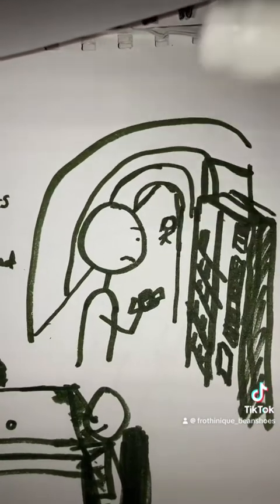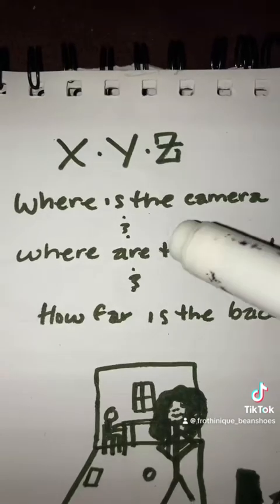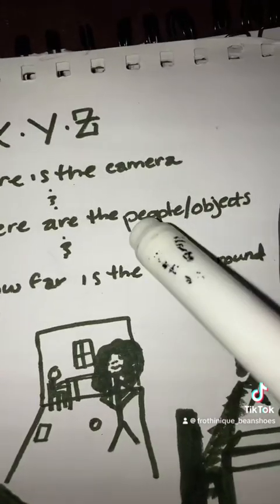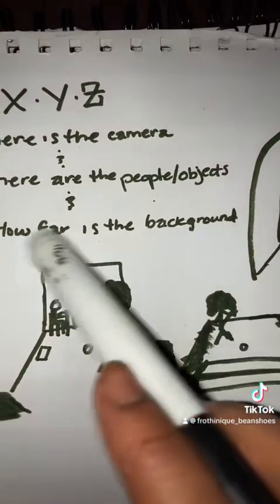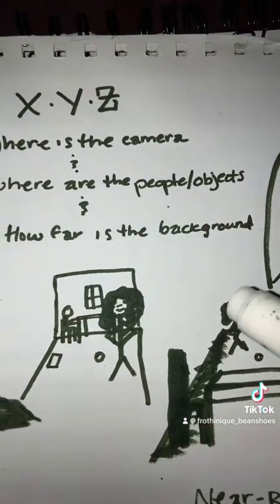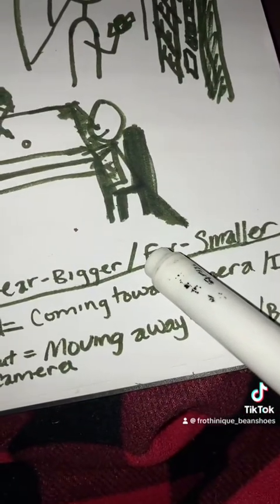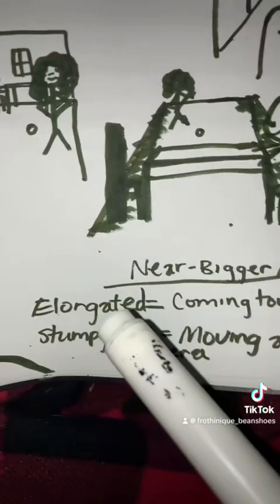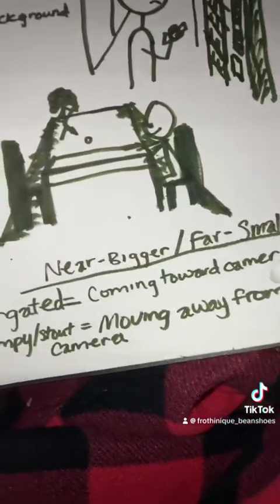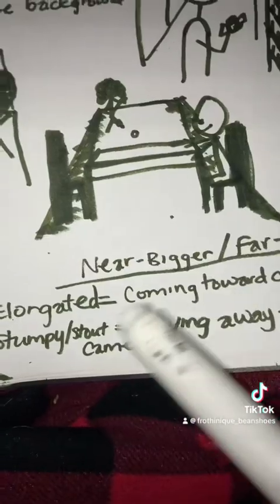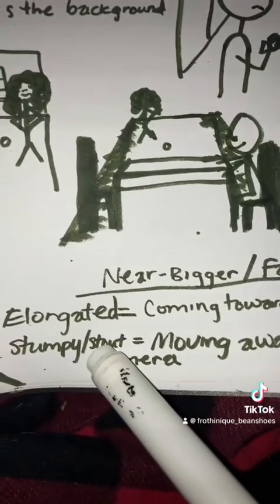So remember, X, Y, and Z axis, that is where your camera will be placed, where your people or the objects in your picture will be placed, and how far away the background will be placed. If it is near the camera, it will be bigger. If it is far away from the camera, it will be smaller. If it is coming toward the camera or in front of an object, it will be elongated. And if it is moving away from the camera or is behind another object, it will be stumpy and stout.